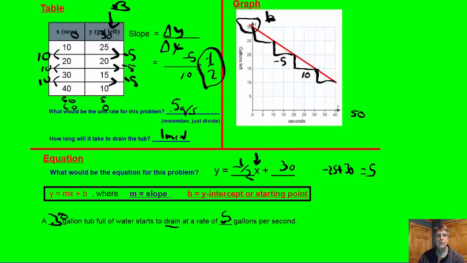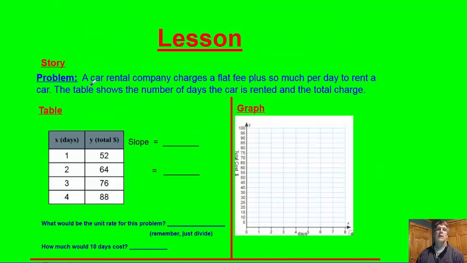All right, I got one more for you. Last one. A car rental company charges a flat fee plus so much per day to rent a car. The table shows the number of days the car is rented and the total charge. All right, I want you to do this one. I want you to pause it. I want you to find the slope, and I'd like you to find the unit rate. And then take a shot if you can. Figure out how much 10 days is going to cost. What would 10 be? If you didn't keep the table going, how would you figure out what 10 would be? All right, pause it. Try it.